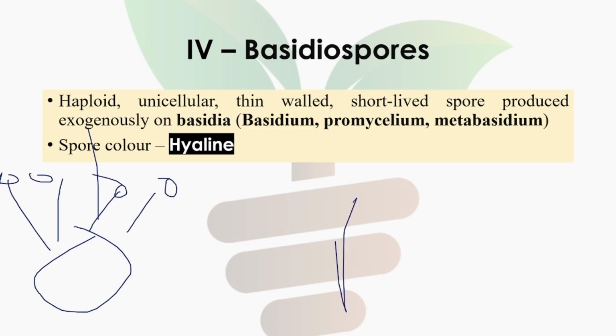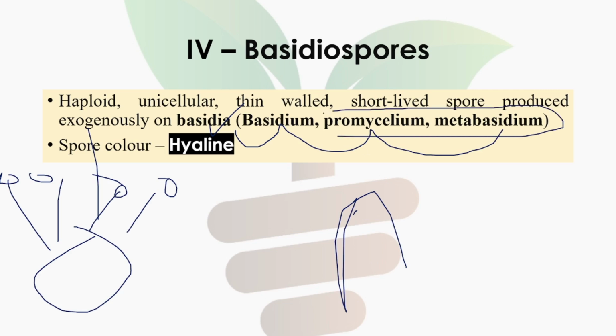Exogenously means outside, endogenously means inside asci. So basidiospores are produced on a basidium. Basidium is also known as basidia, promycelium, or metabasidium. All are the same; promycelium and metabasidium are parts of this basidium only. From this basidium they will germinate and produce promycelium. From this promycelium, metabasidium and sterigmata will come. Generally the spore color of this basidiospore is hyaline.